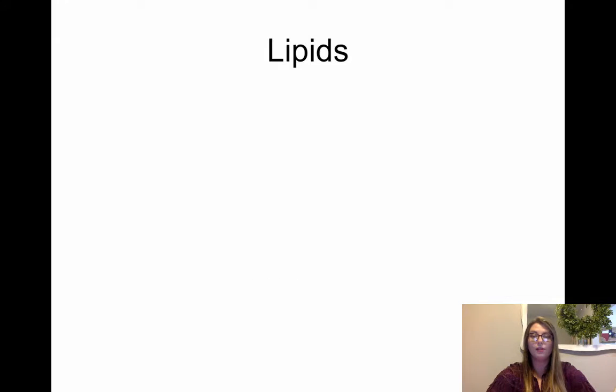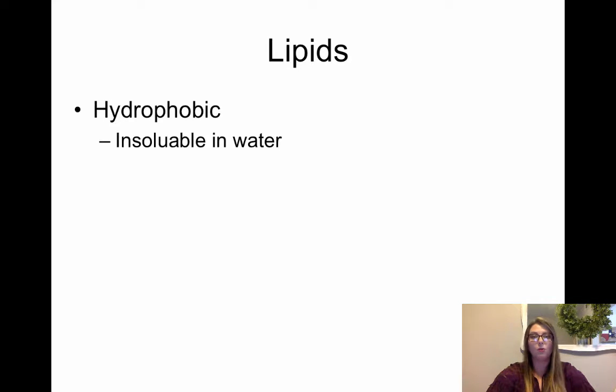All right, so next is lipids, otherwise just known as fats. Now, lipids are hydrophobic, and you should remember that hydro means water, phobic means scared of. So they are hydrophobic, meaning that they don't like to be around water. So they're insoluble in water. Now, if you remember during our water lecture, we talked about how water is polar and how fats or lipids are nonpolar. So they will repel each other.